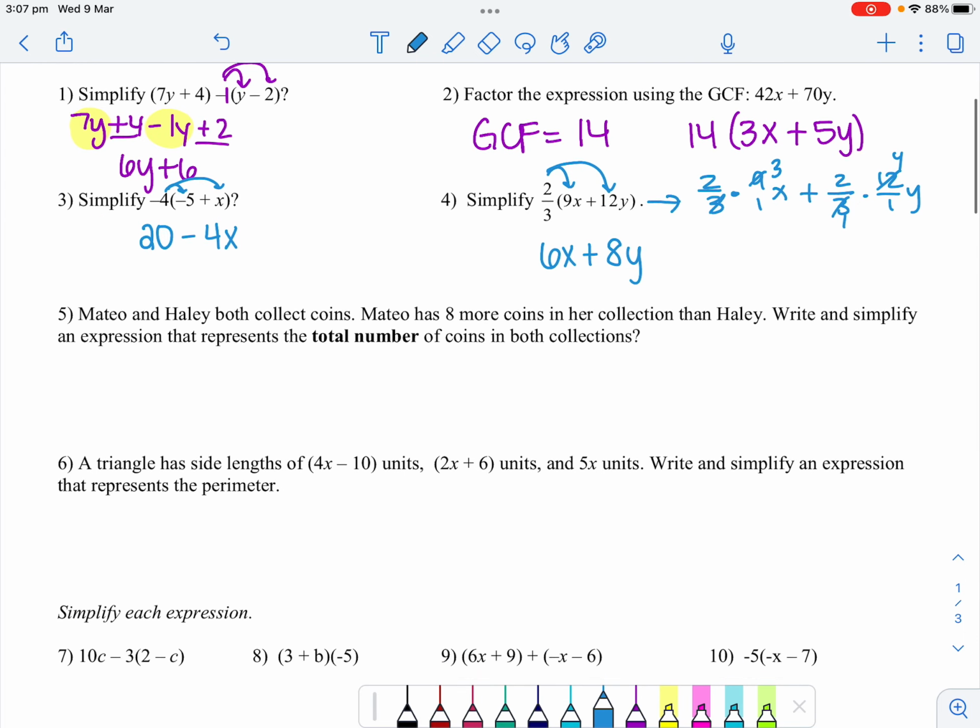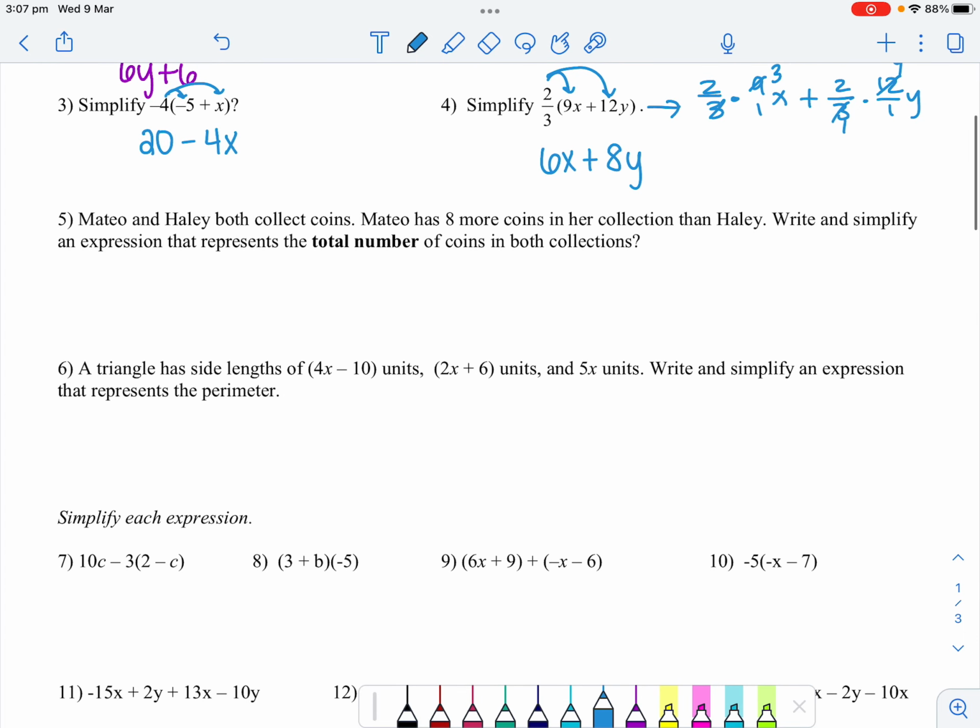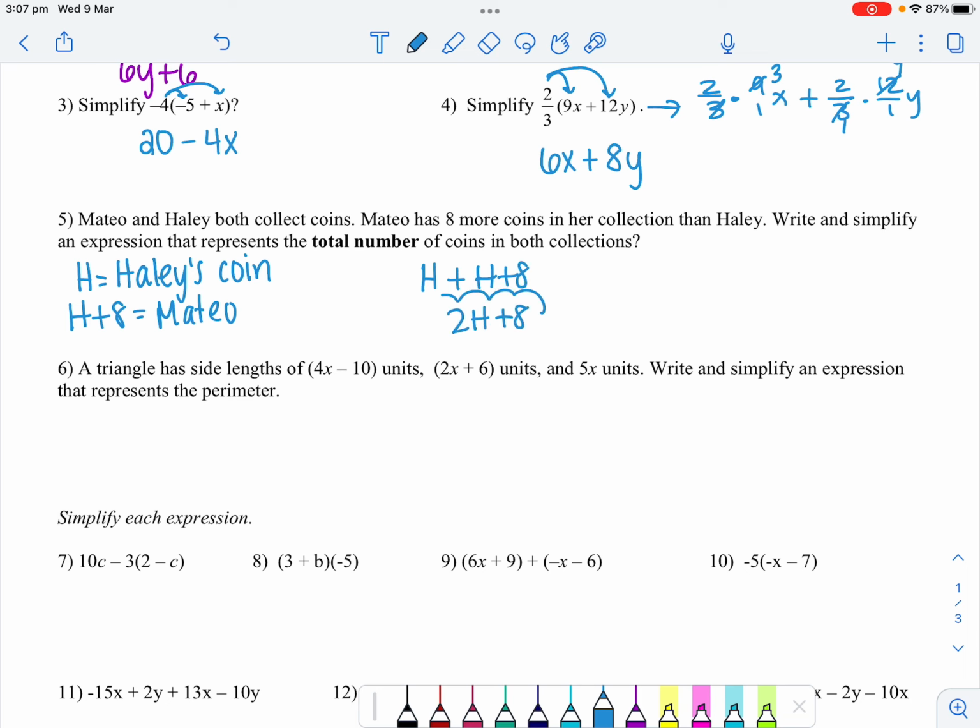Number 5 says Mateo and Haley both collect coins. Mateo has 8 more coins in her collection than Haley. So I'm going to use H to represent Haley. And that H plus 8 is equal to Mateo. Write and simplify an expression that represents the total number of coins in both collections. So H plus H plus 8 is going to be 2H plus 8.